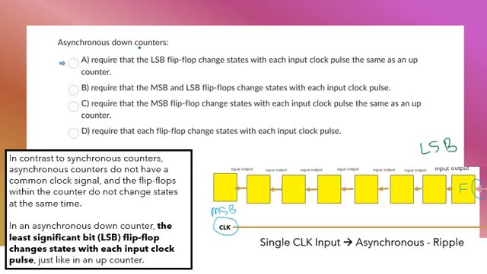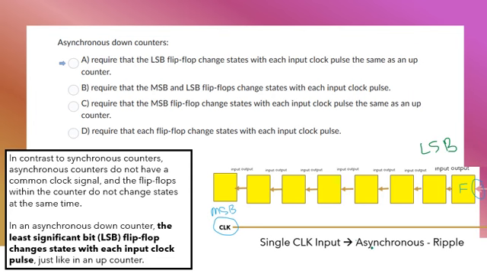So asynchronous down counters are very different from your synchronous counters because they don't have a common clock signal like your synchronous one. The flip-flops within the counter don't change states at the same time. This one is going to change state, and then later the second, third, fourth, and so on. They don't change state at the same time like in your synchronous counter.